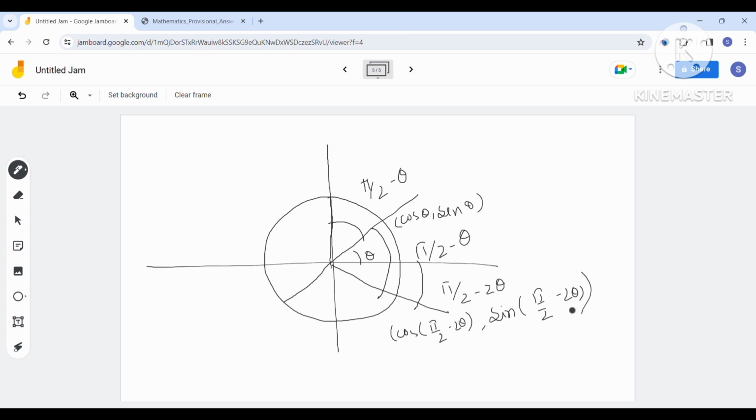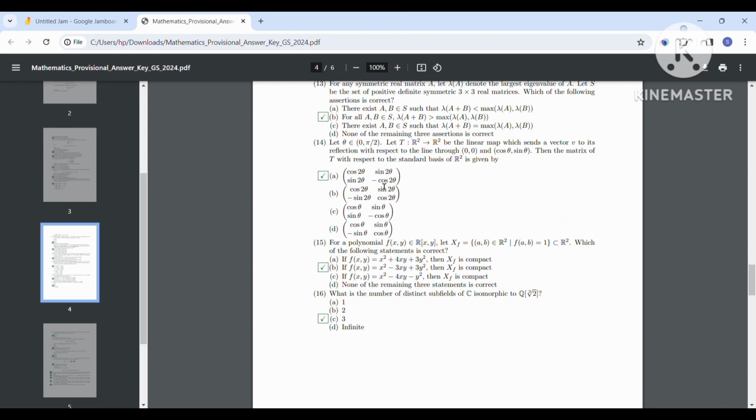Okay. So this angle will be this. So the first coordinate will be cos pi by 2 minus 2 theta, and the second will be sine pi by 2 minus 2 theta. So cos pi by 2 minus 2 theta is sine 2 theta, sine pi by 2 minus 2 theta is basically minus cos 2 theta. So clearly option A is correct.